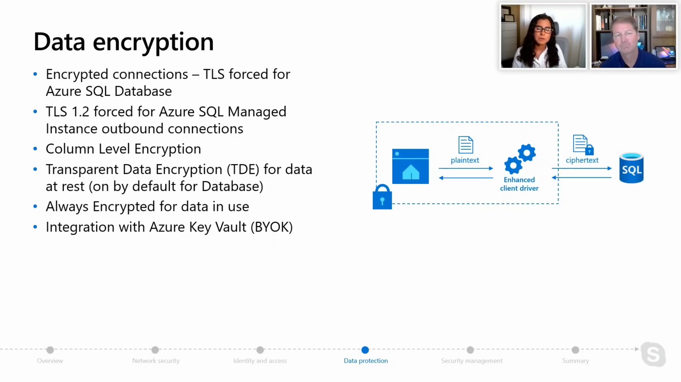Thanks, Bob. And one question that we get a lot that I thought I'd bring up is, what about secure enclaves? Yeah, secure enclaves is a new concept that we introduced in SQL 19, and we're not yet ready fully to support that in Azure SQL Managed Instance and Database.